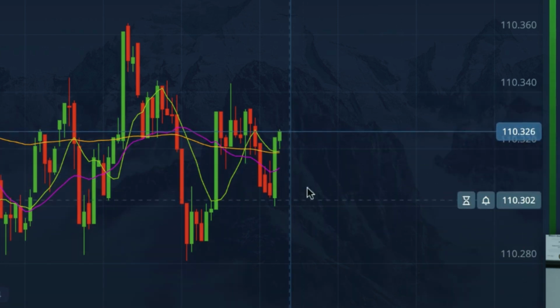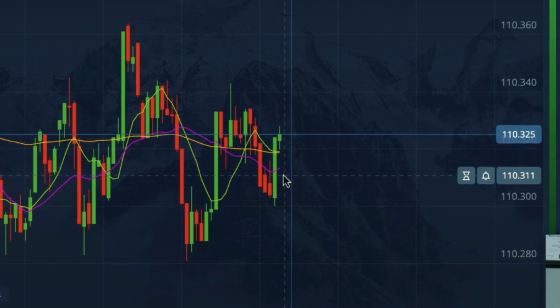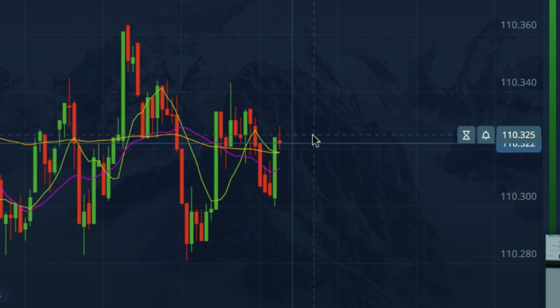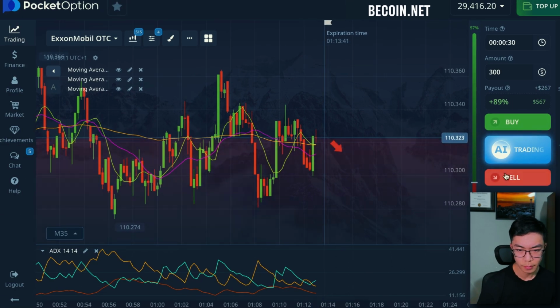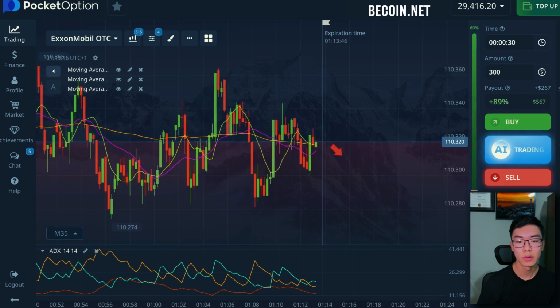Okay. This might actually be another breakout upwards. So we'll be very careful about this. Just have to see how this candle moves.